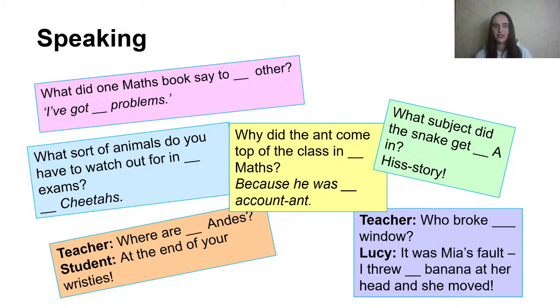And now we are moving to the next task. While you're writing down your answers about bananas and apples, we are moving to the practicing task. I'm going to read the questions and the answers here. It's like mini dialogues, which you have to fill with the articles. So let's see. What did one math book say to the other? I've got problems. So what do you put here? What are the articles that are used in this conversation?